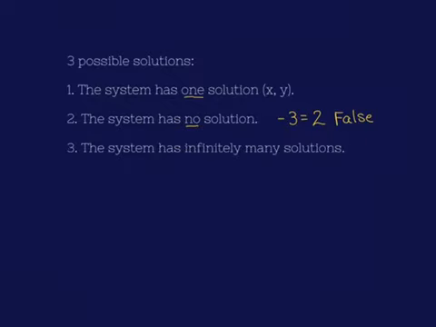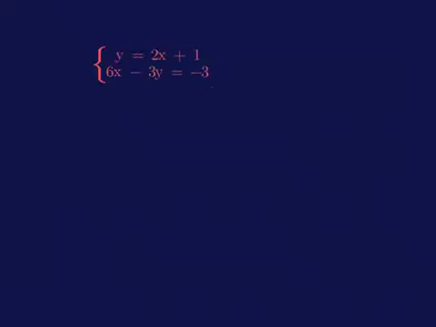And the last option is that the system has infinitely many solutions, and that's also when we have no variables left, but this time we get something that's true, like 2 is equal to 2, so that's how we know it has infinitely many solutions. So this is going to be an example that either has no solution or infinitely many solutions.